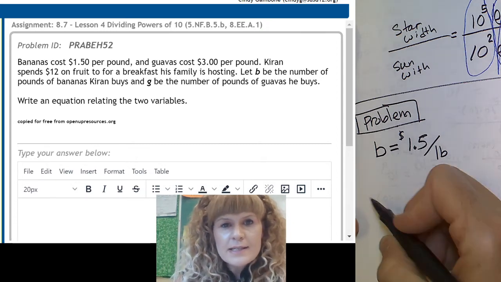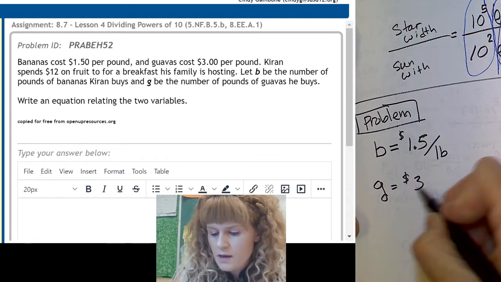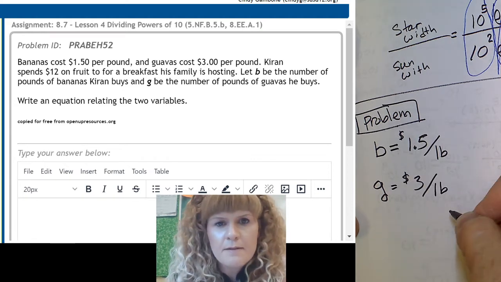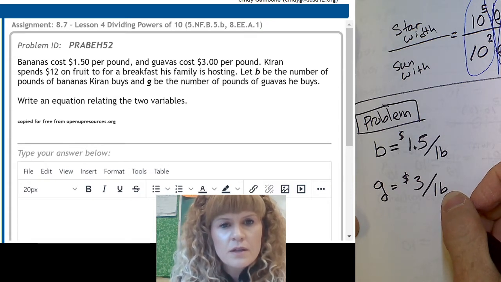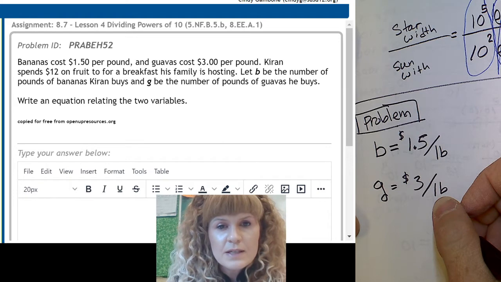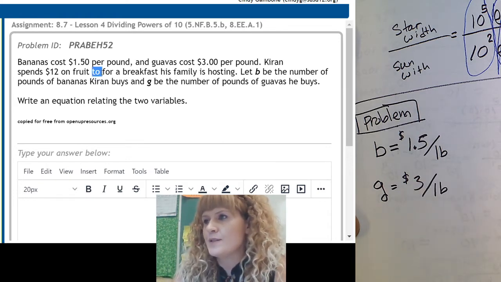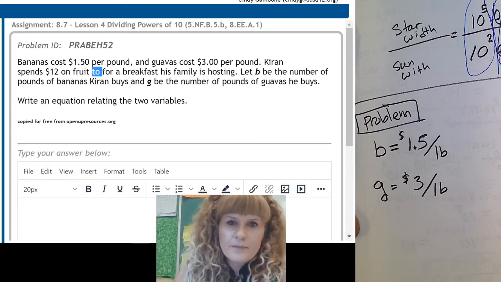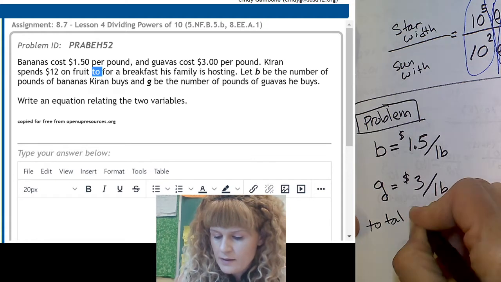And guavas cost $3 per pound. So G equals $3 per pound. Okay. Kieran spends $12 on fruit for a breakfast his family is hosting. They have a grammatical error right here, not to. They should delete that. Anyway, total $12. Got it.